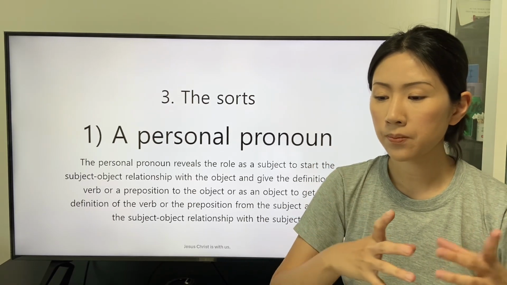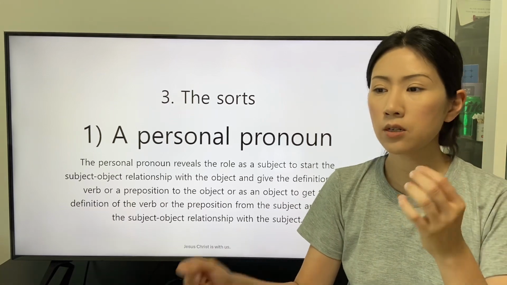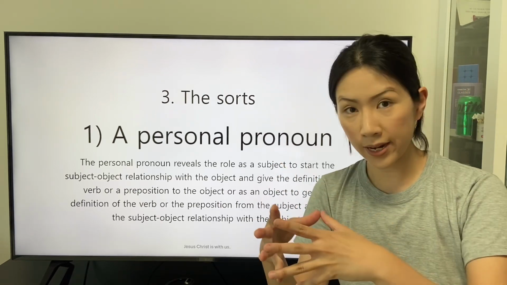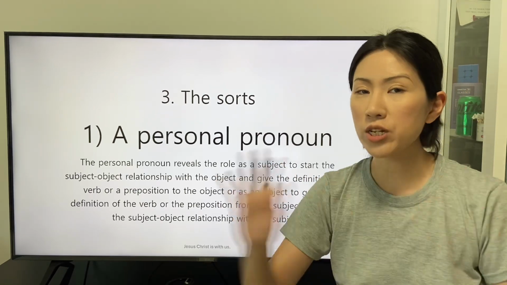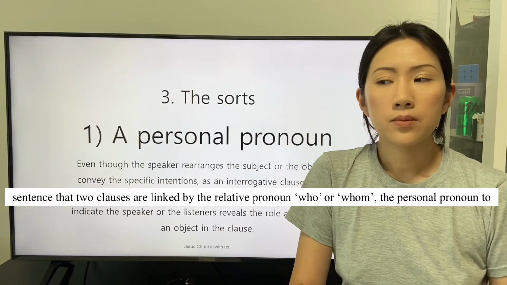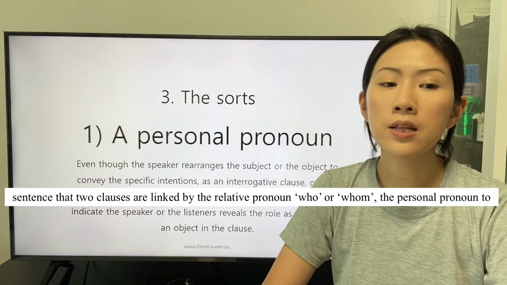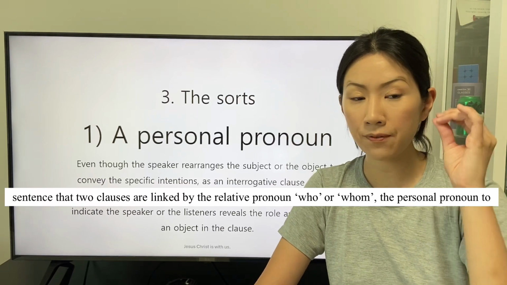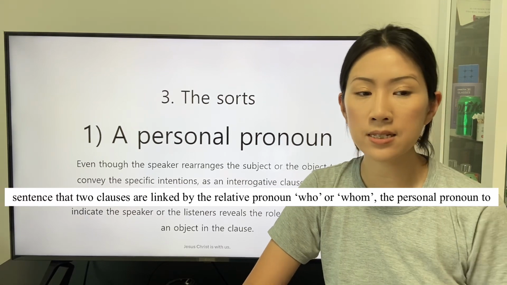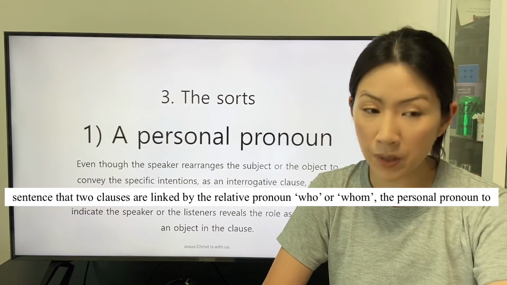The fact that the subject-object relationship is finished means that the relationship between the subject and object gets back to the original state. Before the relationship is made, even though the speaker rearranges the subject or the object to convey the specific intentions as an interrogative clause or as a sentence, that two clauses are linked by the relative pronoun who or whom.